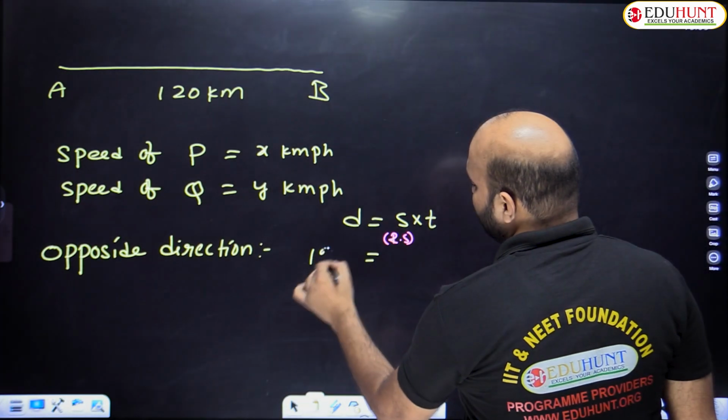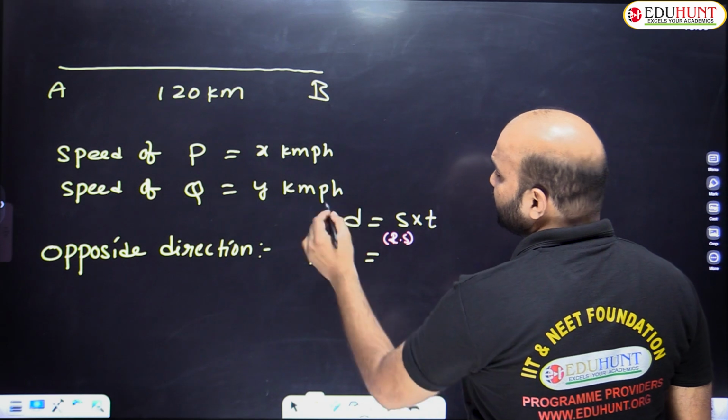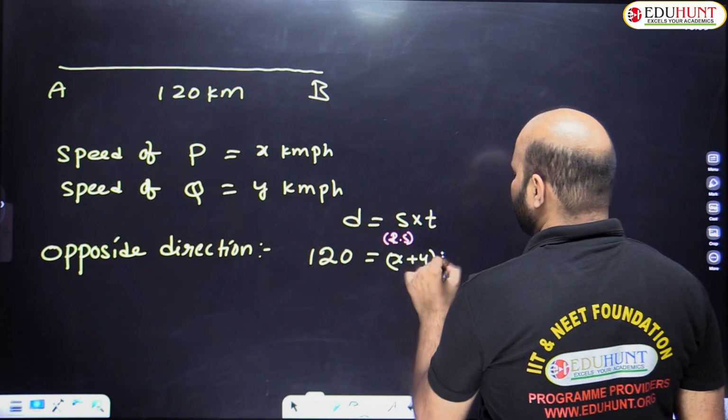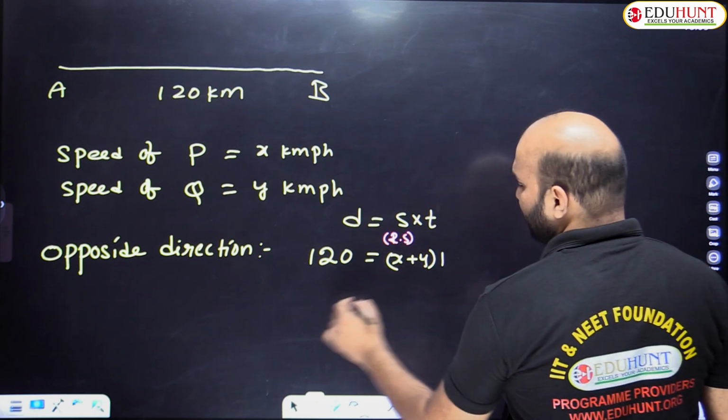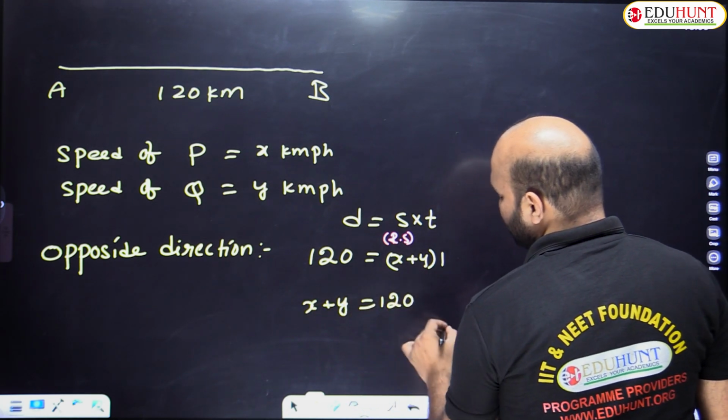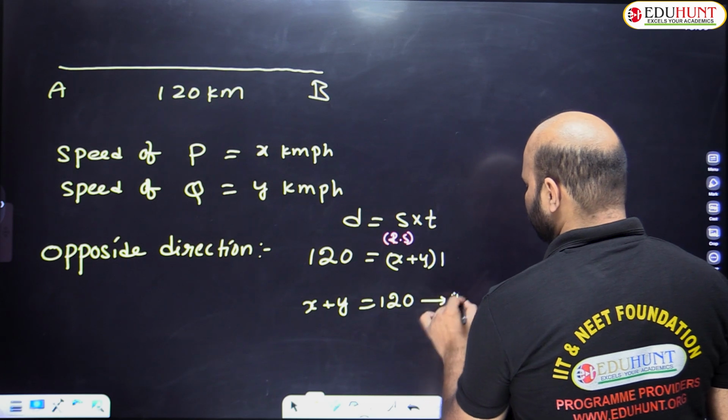Am I clear? So 120 equals, what is the relative speed? x plus y. In how much time will they cross each other? In 1 hour. So finally what I am getting is x plus y equals 120. Am I clear? This is equation 1.